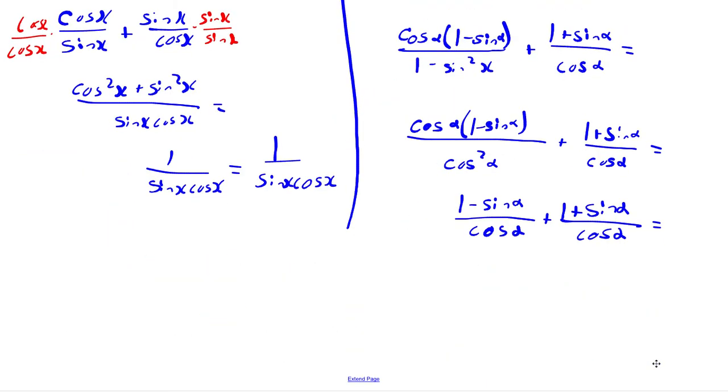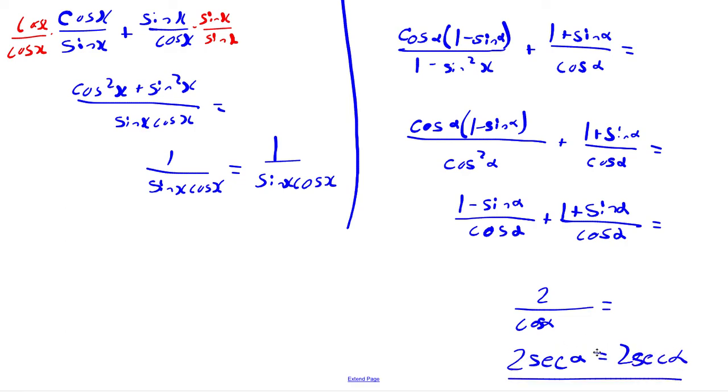And so now common denominator just fell into our laps. So we have 1 minus sine of alpha plus 1 plus sine of alpha. 1 plus 1 is 2. The minus sign and plus sign cancel out. So I get 2 over cosine of alpha. And 1 over the cosine is secant. So I get 2 secant of alpha is equal to 2 secant of alpha. That was a fun one.